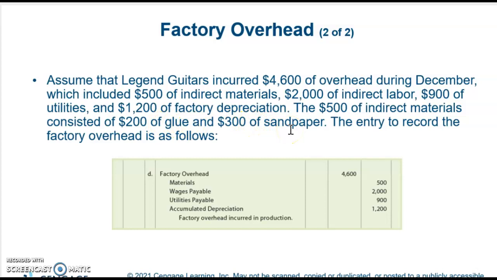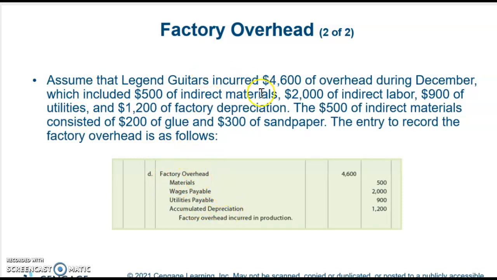So for each of these, you would debit manufacturing overhead, and the credit is according to what the transaction was. So if it's depreciation, the credit side would be accumulated depreciation. If they paid cash, you would credit cash. If it's materials being used, you would credit materials. For wages, you're going to credit wages payable. For the utilities, you're going to credit the utilities payable.